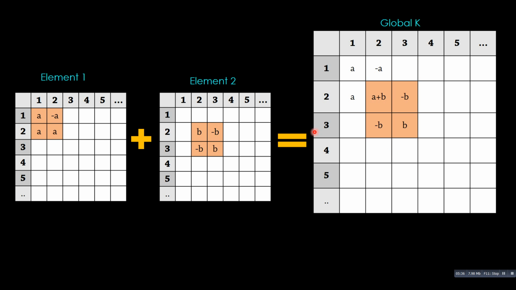So A, A plus B, minus B, minus B, B. The contribution of element 2 is also added into the global K. Similarly, we go on adding the different contributions. So this is how we generate a global stiffness matrix.